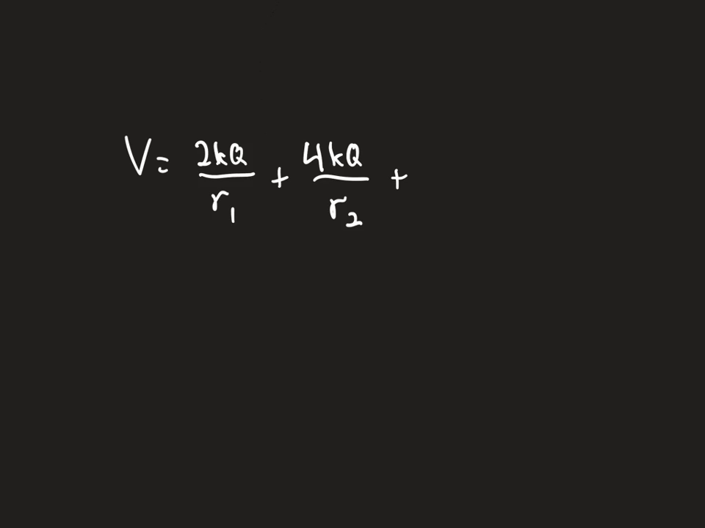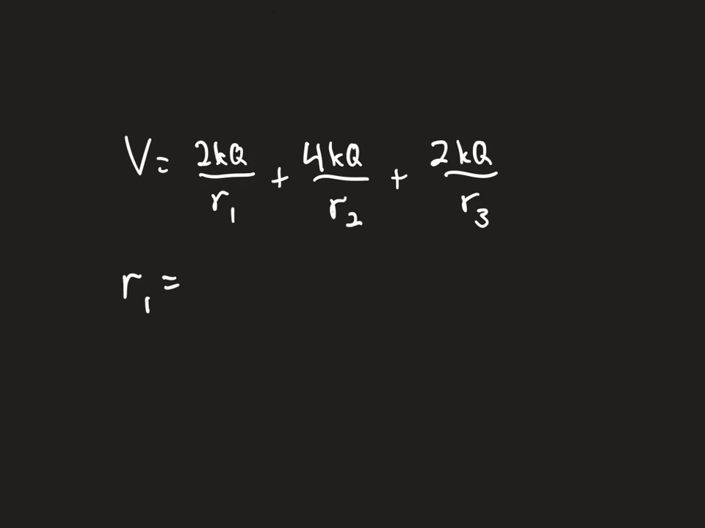And then I've got the very back bottom corner. I have to go forward, then up, then over. So I've got 2 of these. These are both the same distance. I got 2KQ over R3.